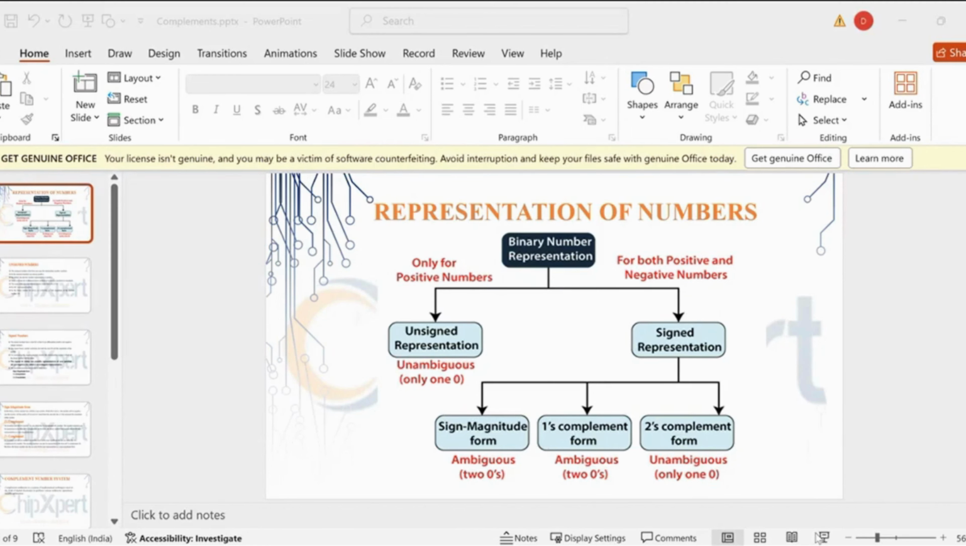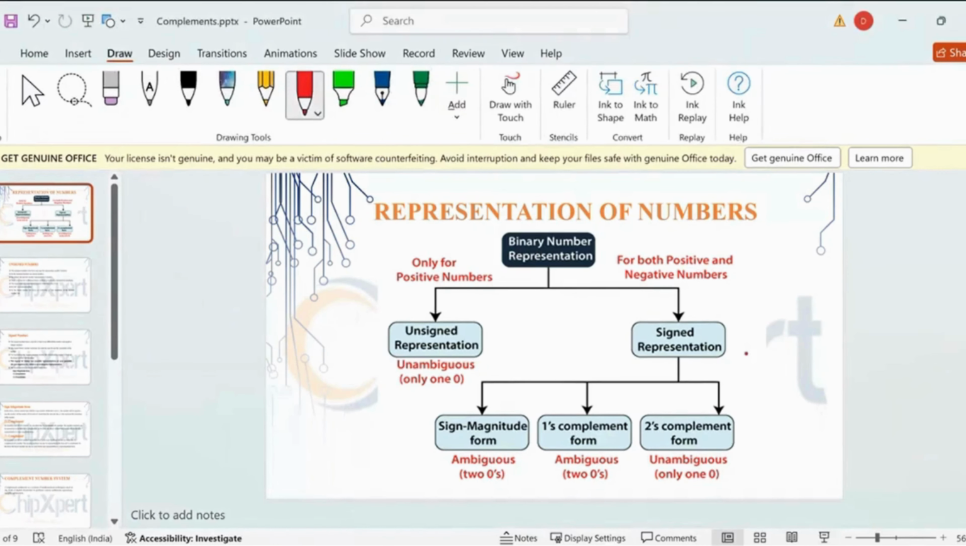First, we'll see how many ways there are to represent a signed value. There are two ways to represent your signed values. One is signed magnitude form and one more is complement form. If you want to represent your signed number, that is a negative number, there are two ways to represent that: signed magnitude form and complement form. So we'll see what signed magnitude form is first.